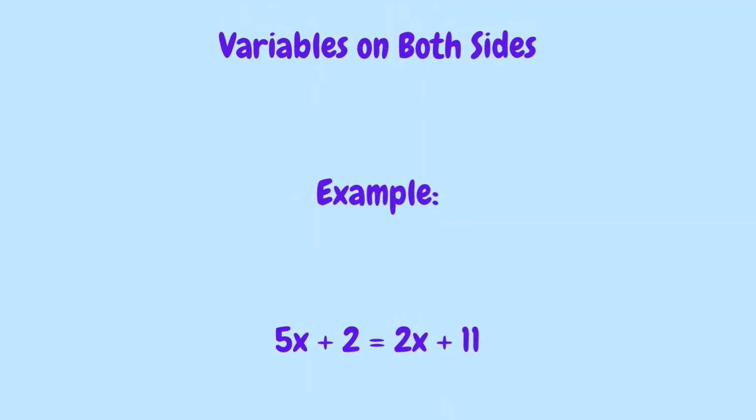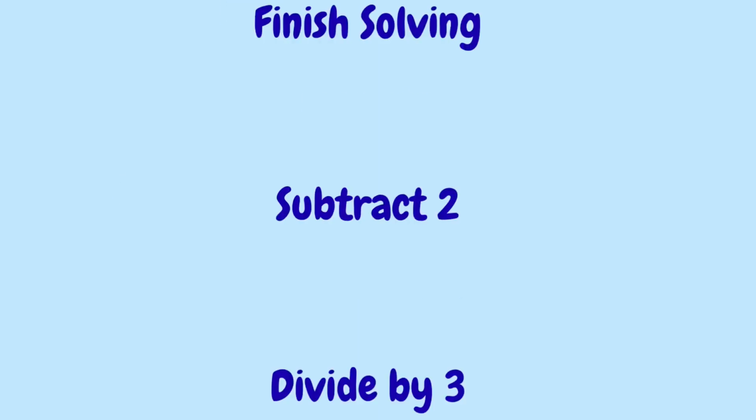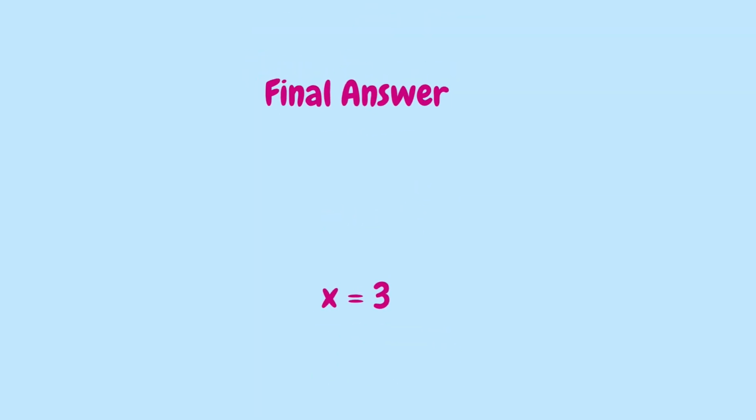So, variable on both sides. For example, 5x plus 2 is equal to 2x plus 11. Move the variables. Now subtract 2x from both sides. So we get 3x plus 2 is equal to 11. Now finish solving. Subtract 2 and divide by 3. The final answer we get here is x is equal to 3.